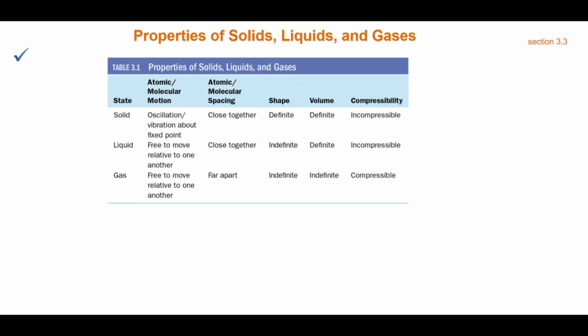Here's a summary of our solid, liquid, gas properties. We said that a solid is going to vibrate around. They cannot be compressed. A liquid, the particles are free to flow. They're very close together, but because they can flow, their shape is not definite. And finally, a gas has enough energy to completely separate.